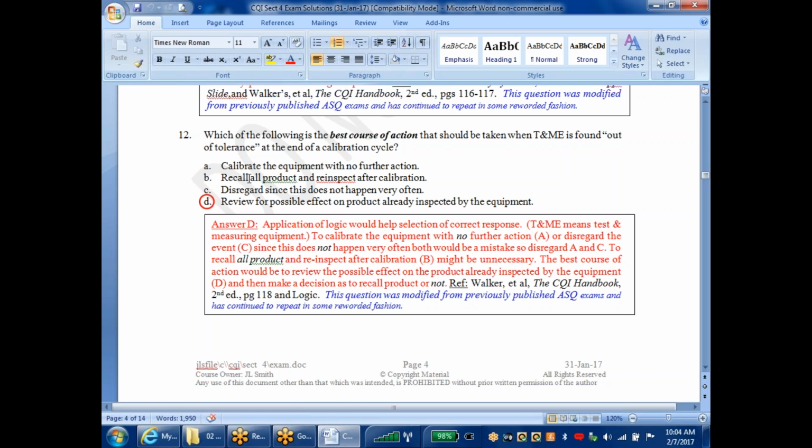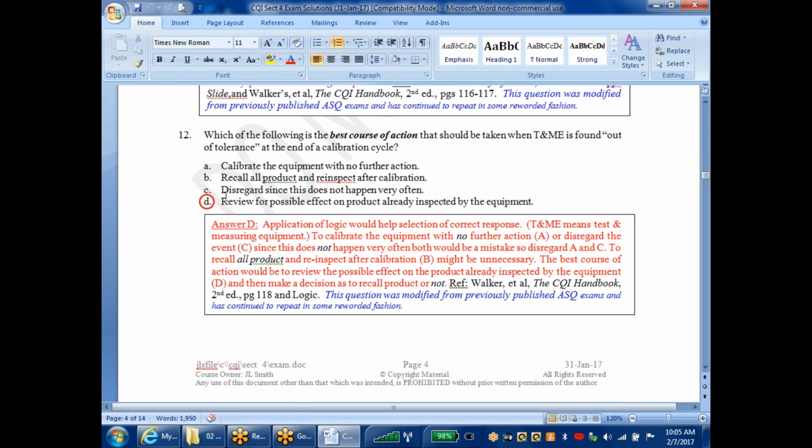B, this would be automatically recall all product and reinspect after calibration. Well, what if it's just slightly out? Why would you recall all the product? That's kind of aggressive. That may be something you do, but that is not something you're going to automatically do without doing some investigation. C, disregard, since this does not happen very often. Again, that's like A. That's kind of dangerous. You're not going to ignore this. You've got to take some kind of action.